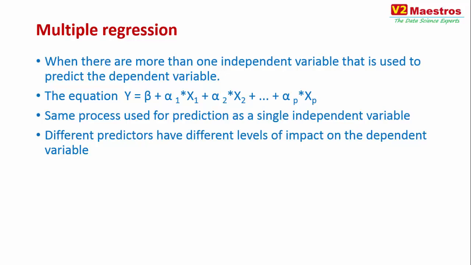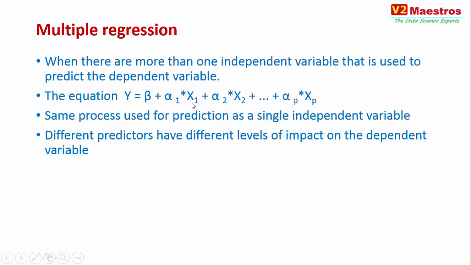The higher the correlation coefficient, the higher is the impact of those independent variables on the dependent variable, and that level is usually reflected in the value of the coefficients alpha 1, alpha 2, alpha 3. The higher those are, they will show exactly how much that particular independent variable impacts the dependent variable.